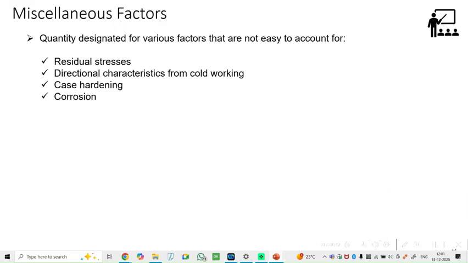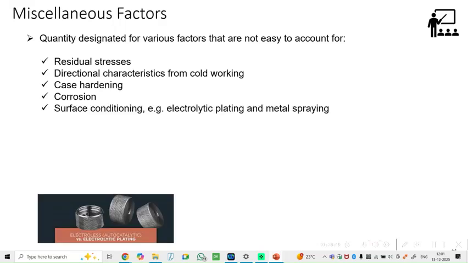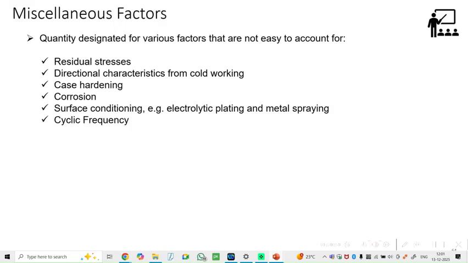Then corrosion, exposure in the environment. Then electroplating: for some components of the machine there is a requirement that they be provided with a shining color, so you have to do electroplating. In the process, it affects your fatigue life also.